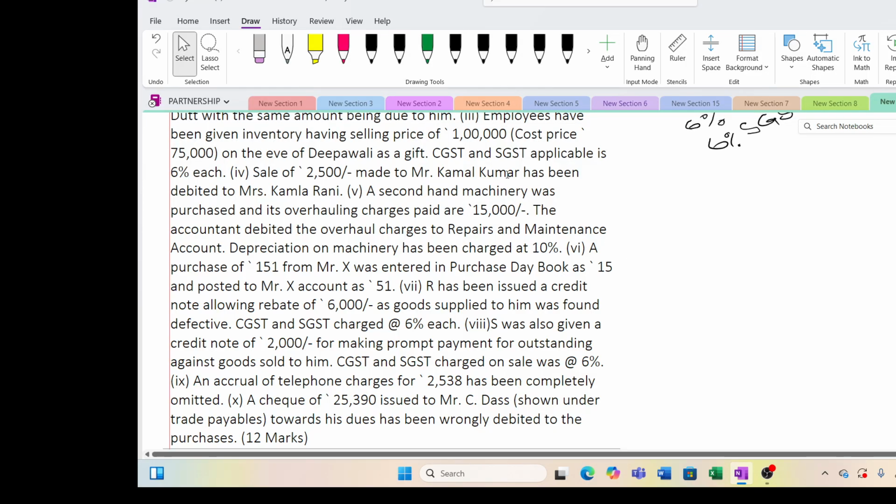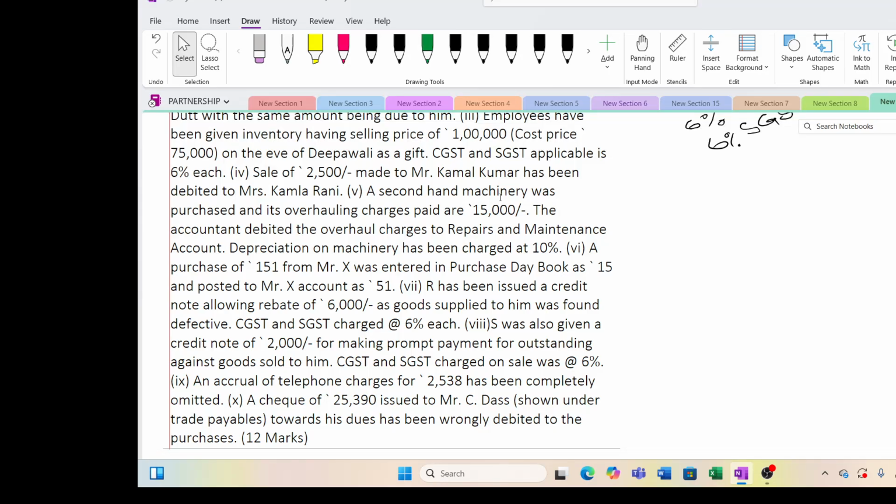So if it would have been debited on the machinery account, 10% of 15,000 would have gone to depreciation. I hope you understand. I'll make it in Tamil also.